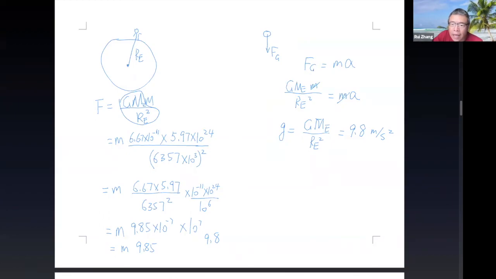So now I've explained where this number comes from and why everything falls with the same acceleration. It is because of the combination of 2 of Newton's laws, Newton's second law and Newton's law of universal gravitation. When we combine these 2 laws, we set up the equation and we see the mass cancels out. So the acceleration is a universal number. It's independent of the object, and only depends on the gravitational constant, the mass of the Earth, and the radius of the Earth.